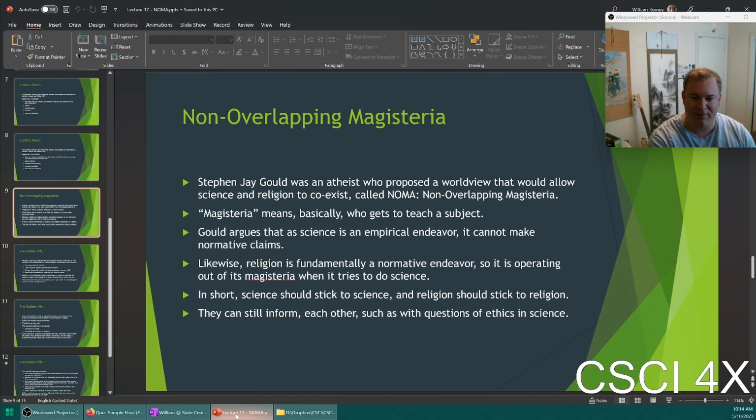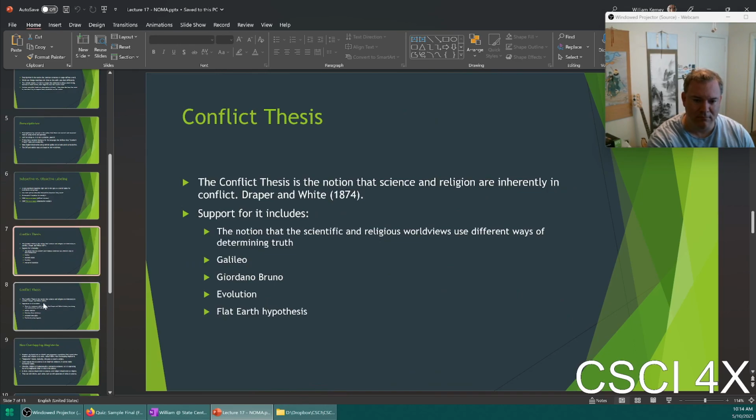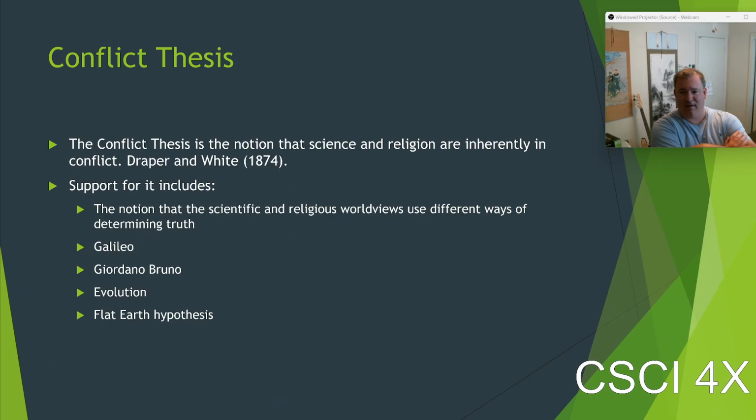And then NOMA is something we briefly touched on last time, so I want to go over that. The conflict thesis, also known as the Draper-White thesis, is the notion that science and religion are in conflict, right? And historians mostly say this is kind of nonsense. There are times when science and religion have come into conflict, in modern times, stem cells would be an example. But by and large, there's not this centuries-old war between science and religion. There's just not.